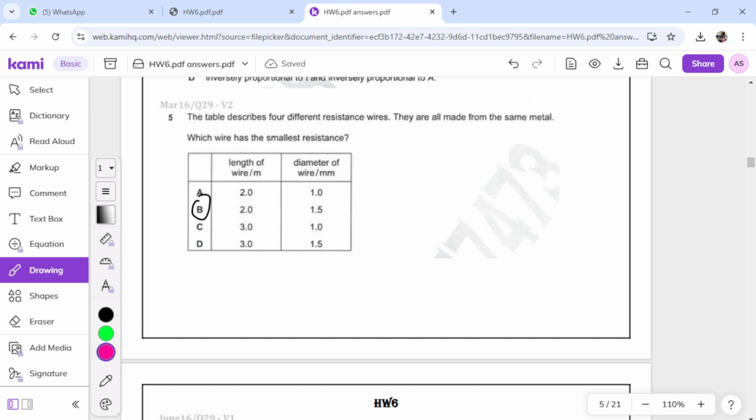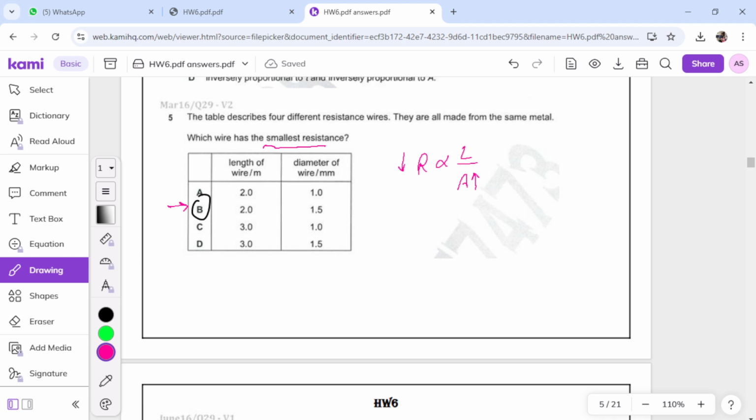The table describes 4 different resistance wires. They are all made from the same metal. Which wire has the smallest resistance? Because resistance is directly proportional to length and inversely proportional to cross-section area, if you want the smallest, you will choose the smallest length. Then if we increase cross-section area, R will be less, so I will choose the thickest, so it will be B. Also, you can use another way to solve this question.